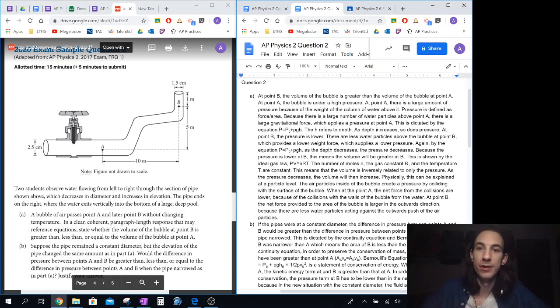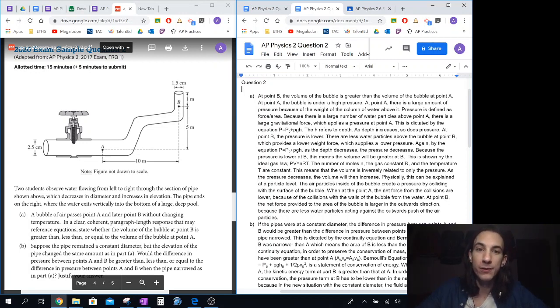At point A, the bubble is under a high pressure. At point A, there is a large amount of pressure because of the weight of the column of water above it. Pressure is defined as force per area. Because there is a larger number of water particles above point A, there's a large gravitational force which applies a pressure at point A. So there's a larger pressure at A. This is also dictated by the equation P equals P naught plus rho g h, where h refers to depth. As the depth increases, so does pressure.